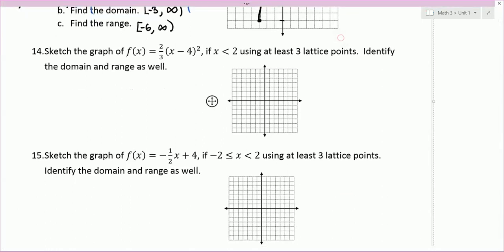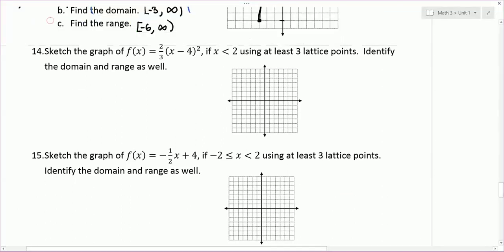14. Sketch the graph of f of x equals 2/3 times x minus 4 squared if x is less than 2 using at least 3 lattice points.